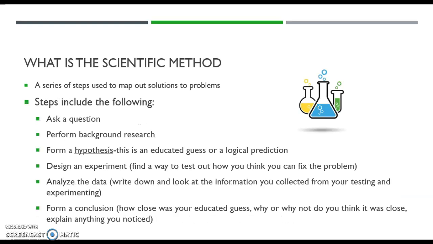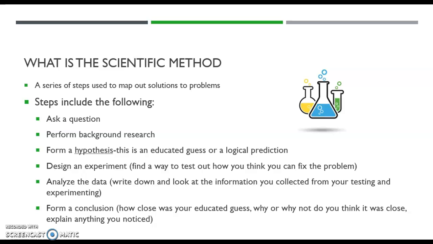So first, what is the scientific method? It's basically a series of steps, or a kind of mapping that we follow in order to show how we find answers to problems. Scientists use this all the time when they come up with new inventions, new products, experiments, all of these things. Anything that you can think of dealing with science, a scientist probably used the scientific method somewhere along the line. So it's very important to follow these steps, at least to some degree.